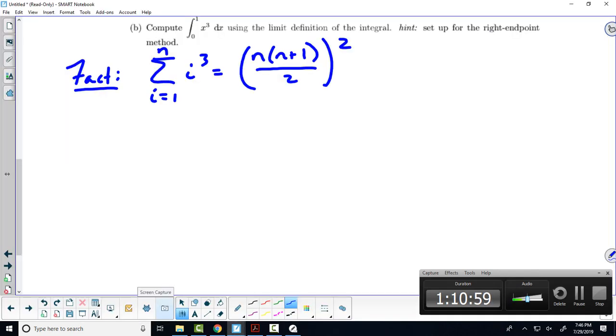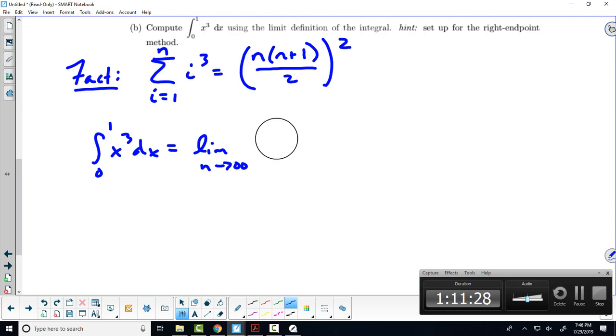Let's go ahead and actually evaluate this definite integral using the limit definition of the Riemann sums. Okay, so here we go. We would say that the integral from 0 to 1 of x cubed dx, and I'm going to go straight to the more intuitive Riemann sum limit definition, is the limit as n goes to infinity of the sum from i equals 1 to n of f of x i star delta x.